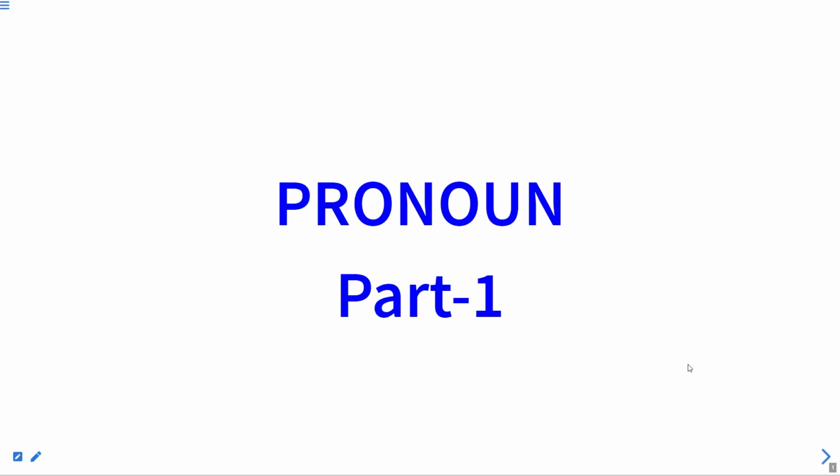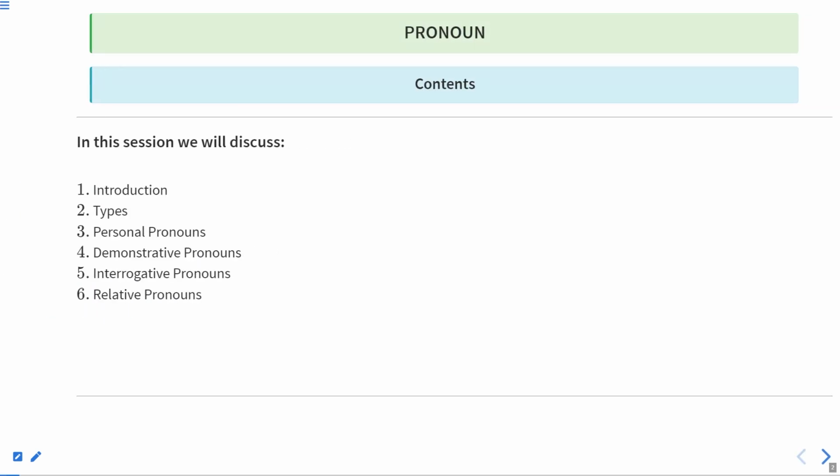Session of English. In this session, we are going to begin a new chapter which is very, very important and interesting. And the chapter name is pronoun. So in this session, we are going to discuss pronoun part 1 because we will be discussing this chapter in various parts. So in this session, we'll cover the first part of this chapter, that is pronoun.